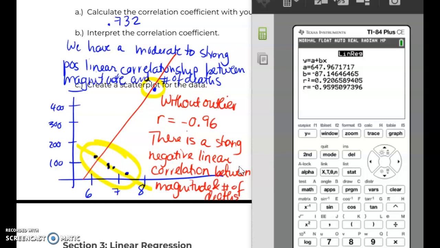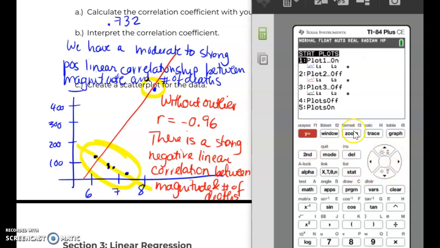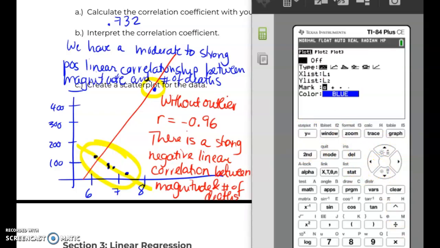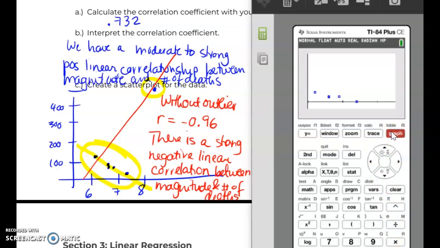So make sure when you're looking at linear regression, you want to consider the scatter plot along with these calculations. And we can also look at our scatter plot one more time. So going to second and y equals, our plot is already on. We already have everything highlighted, so we can simply go to graph, and you can see that now our points are on a pretty straight line following a negative trend this time.